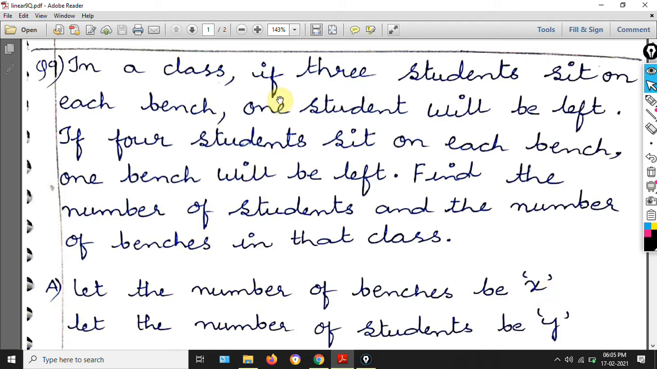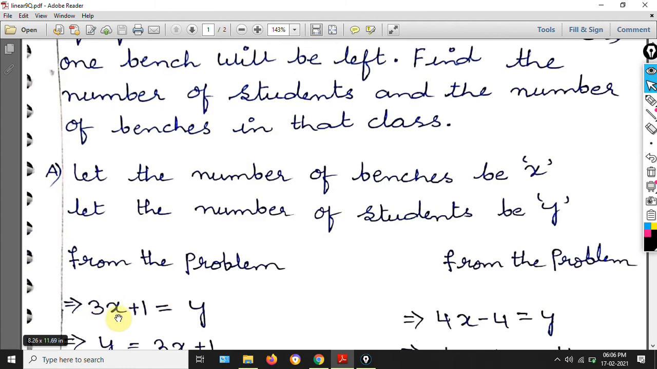See here, what he is saying: 3 students are sitting on every bench. So how do we get the total number of students? We multiply the number of students sitting on each bench, 3, by the total number of benches, x. So the total students will be 3 into x. So here we are writing 3x.